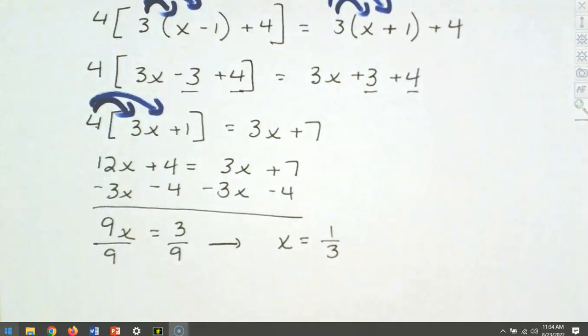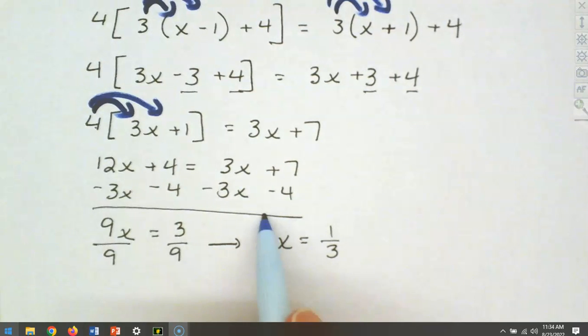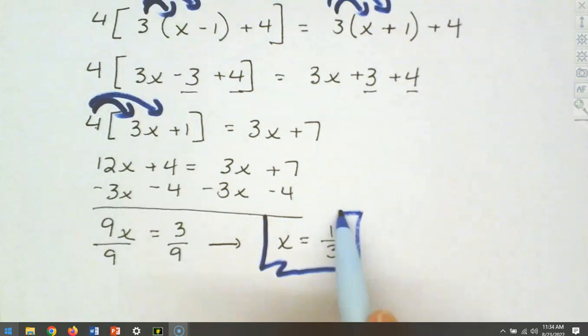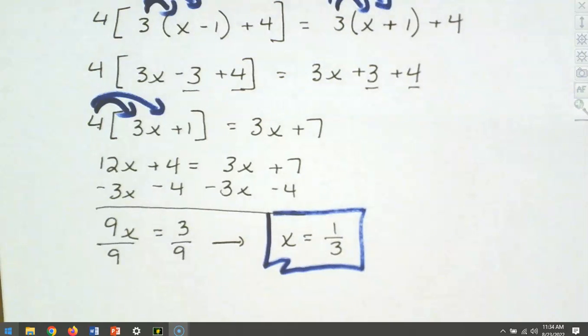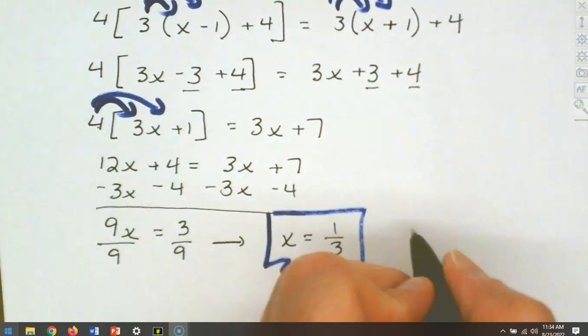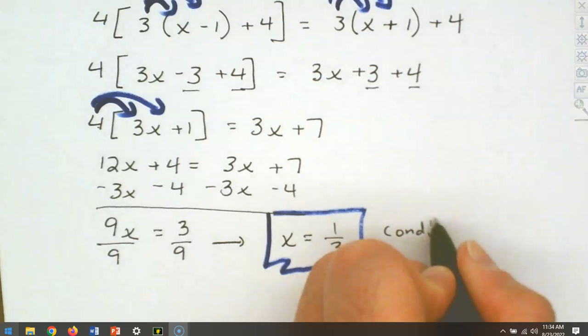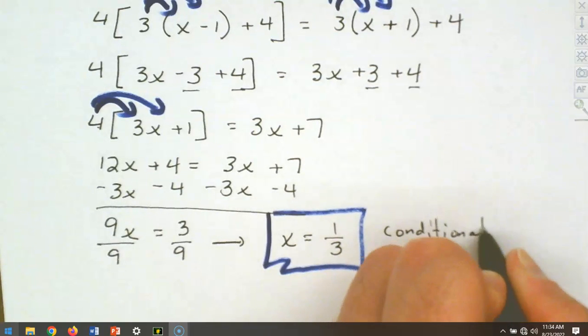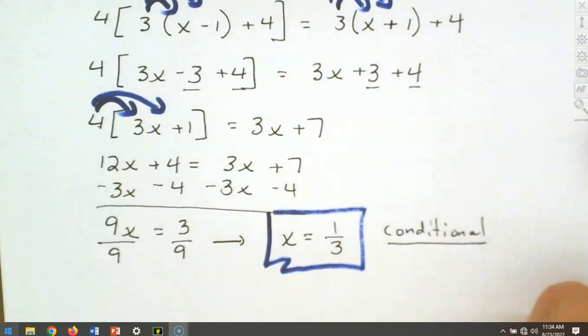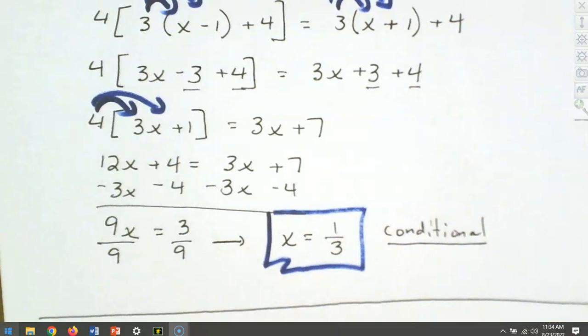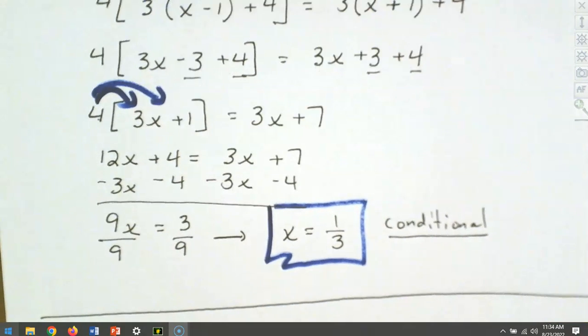And what type of equation would this be? Is it conditional, identity, or contradiction? Which one would it be? Okay, conditional. And why is it going to be a conditional equation? Because we solved it and we got an answer. All right, if you get an answer, it's conditional. So this is conditional. So that's how you work with square brackets.